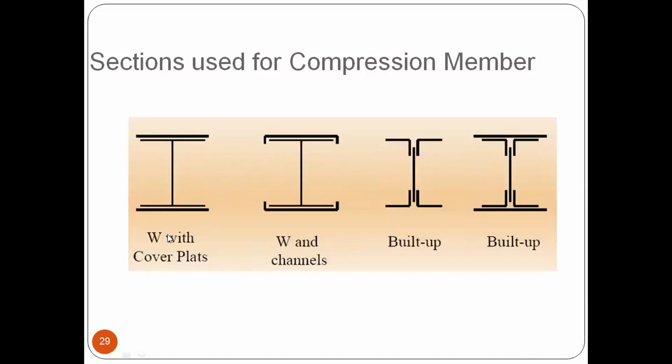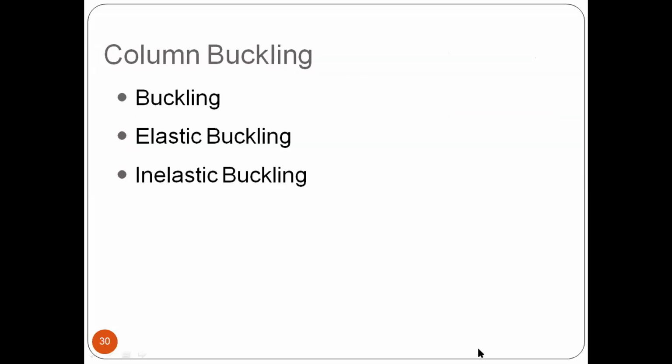Apart from that, there are cover plates which can be used like this on top of the flanges, and four angles connected to the web. It can also be used as a built-up member for the column. So these are the different shapes of cross sections that can be used as a compression member.